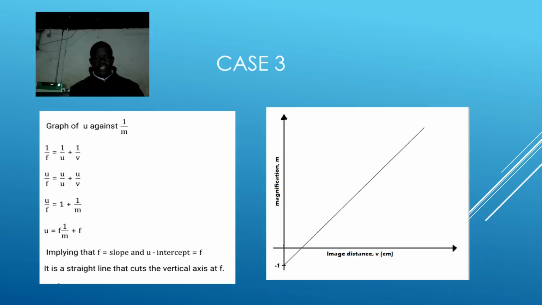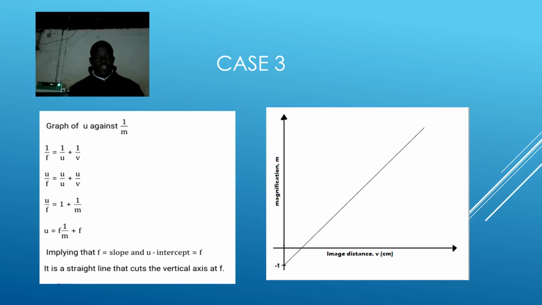Case number 3 is whereby we are having a graph of u against 1 over m. So in this graph of u against 1 over m, again we start from the lens equation, which is 1 over f equals 1 over u plus 1 over v. So u over f equals u over u plus u over v. Now we know that m is equal to v over u. The moment we have u over v, that means it is now 1 over m, the reciprocal.